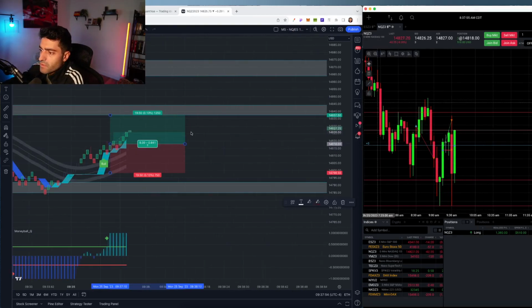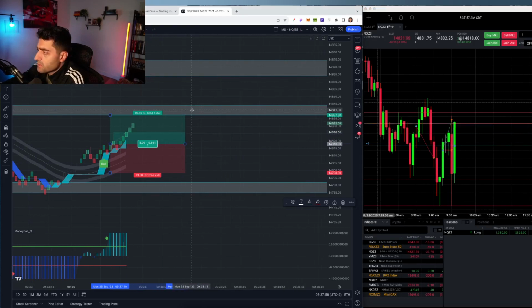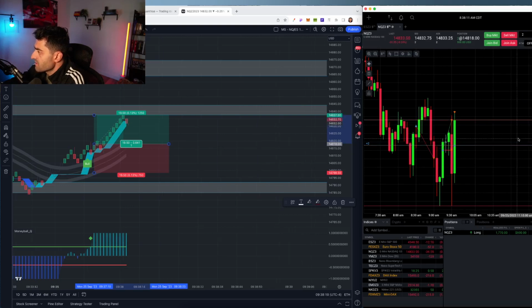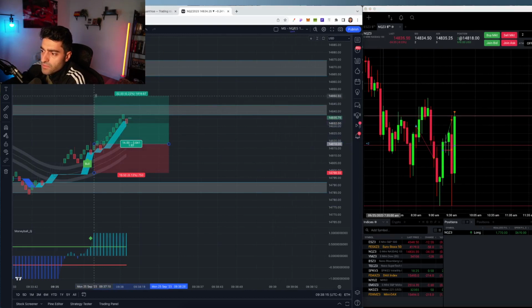So I wouldn't be surprised if we charge back up towards these zones. Order filled. There we go. First take profit hit. Move those stops to break even. We are in a risk-free trade. I will go ahead and shoot for a little 2-to-1 here.